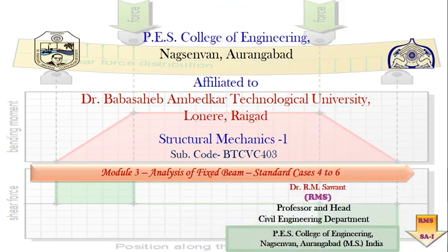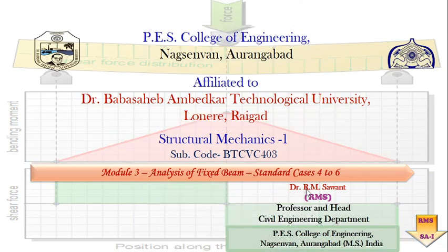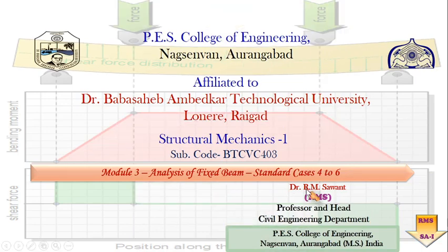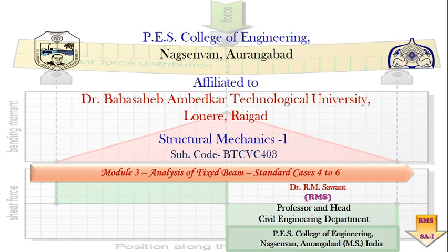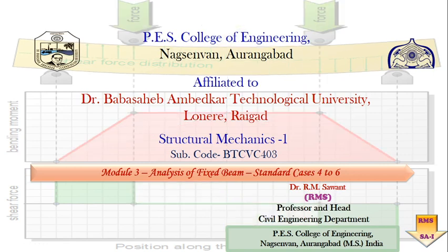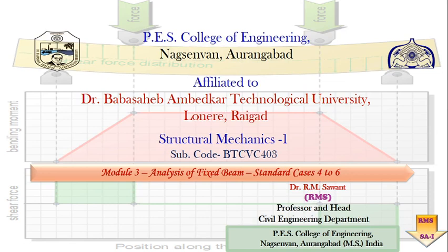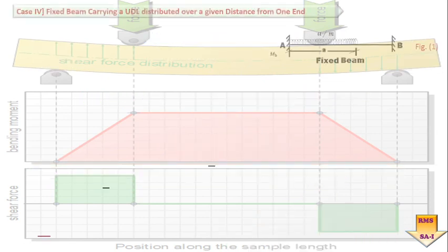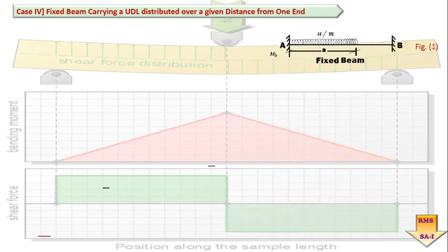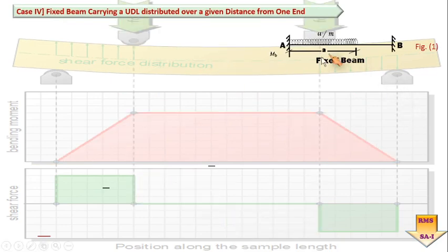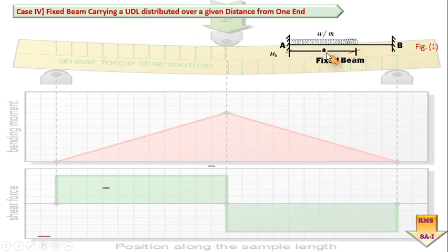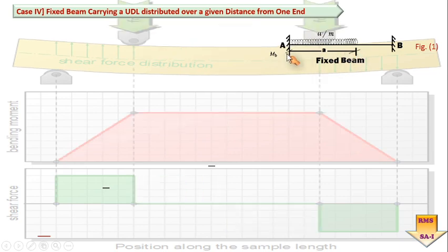Good morning guys, once again welcome to the next video lecture, which is just the continuation of the earlier lecture, that is the analysis of the fixed beam. Now today we are going to consider case number 4, which is nothing but a fixed beam with a UDL not over the whole span but up to a distance of a from point A.